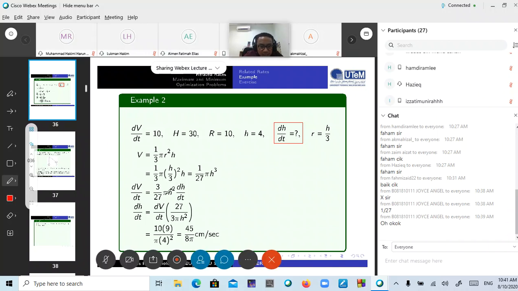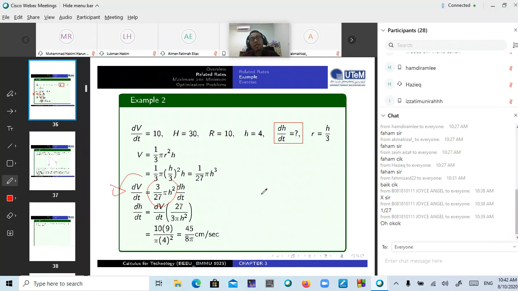This one will change places, because you want to move everything to the front, you want d hash dt as the object. The 3 sitting on top will sit at the bottom. So that's why 3 pi hash square sits at the bottom. Then 27 at the denominator, when it goes to the side, becomes the upside. So substitute directly, you can get 45 over 8 pi cm per second. So that is your answer.